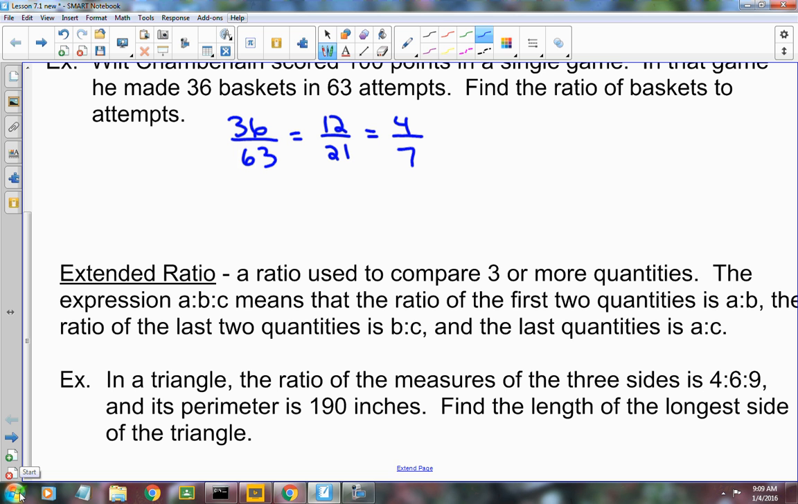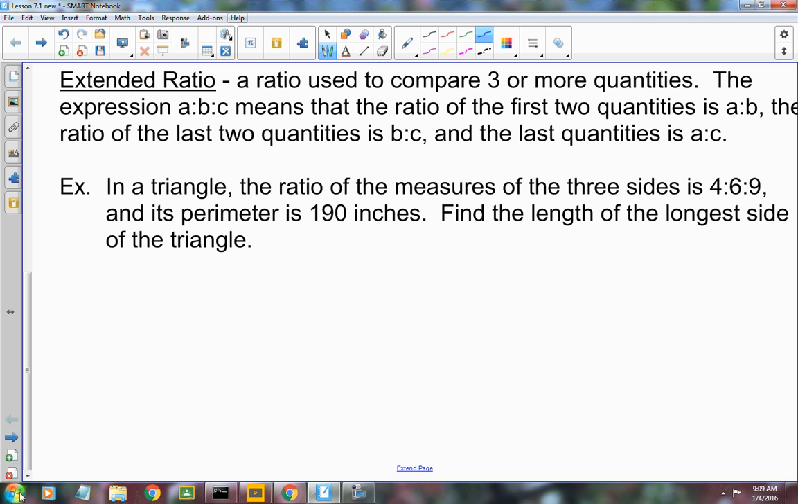Now, an extended ratio is a ratio used to compare 3 or more quantities. The expression A to B to C means that the ratio of the first 2 quantities is A to B, and the ratio of the last 2 quantities is B to C, and then the first and the last have a ratio of A to C. But they all have the same proportional relationship. You're going to have some problems like this one on your homework, on your test, on your quiz, whatever it is that we do.